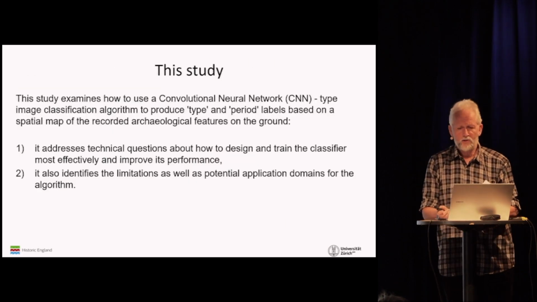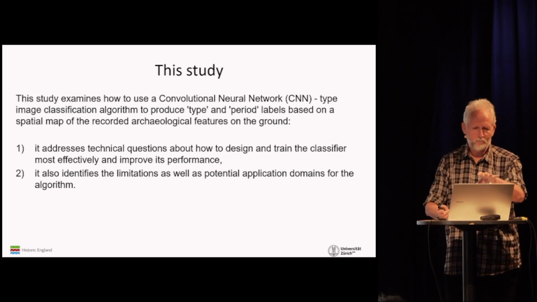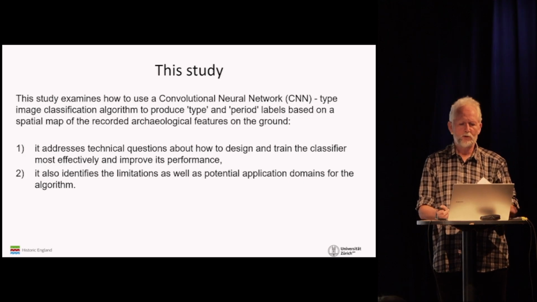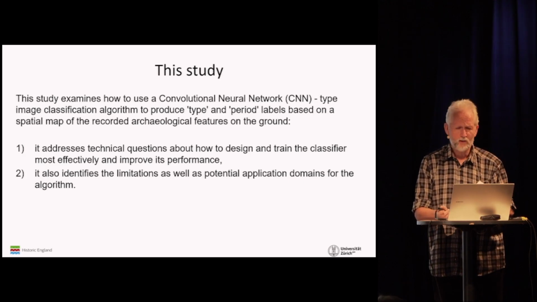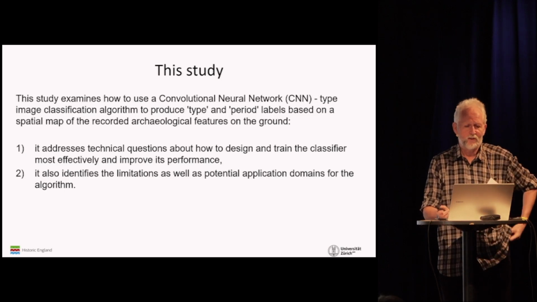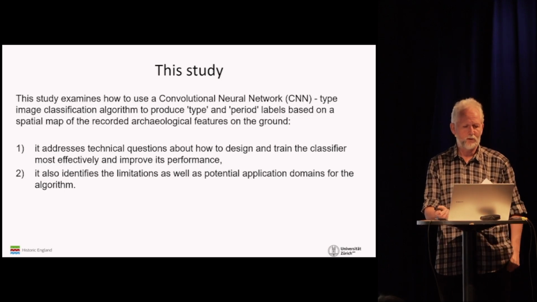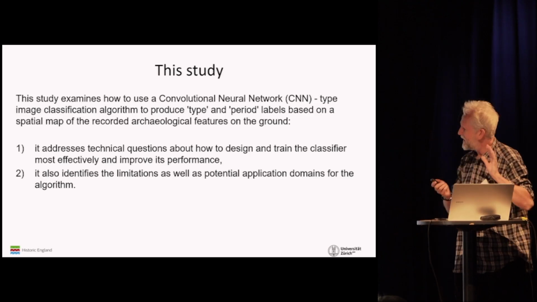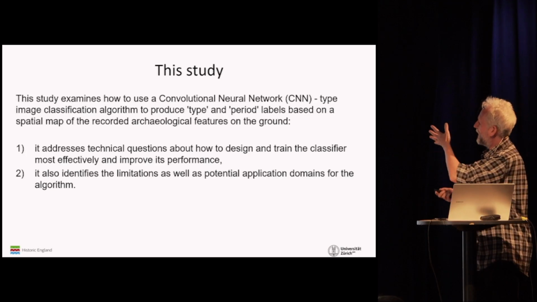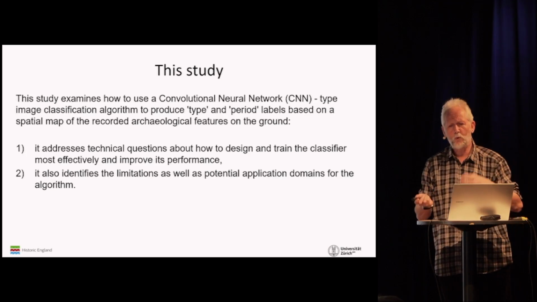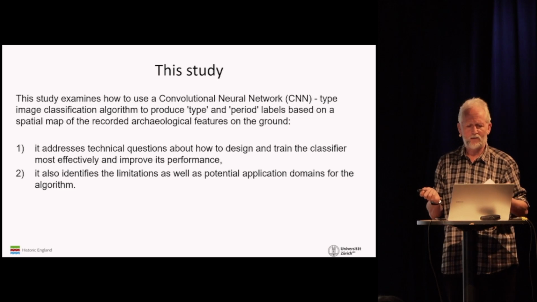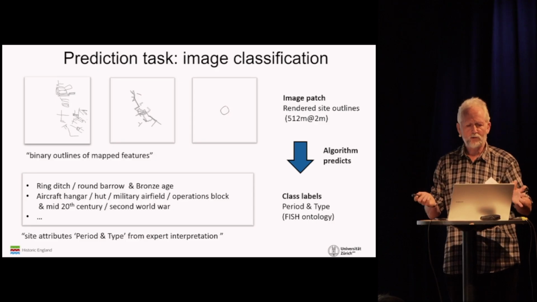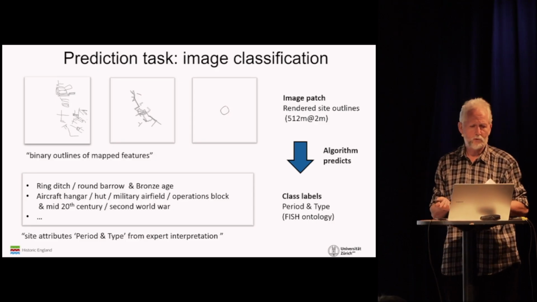So the idea of this study, which is where I have to now start looking at my notes more because this is the AI side, is to use a convolutional neural network, easy for you to say, image classification algorithm to produce type and period labels based on the spatial map of recorded archaeological features on the ground. I've just realised I read that off the slide, which you should never do. But basically, it addresses the technical questions, looks at how we might be able to improve this and all the limitations. So the basic prediction task, image classification, as a previous talk spoke about.